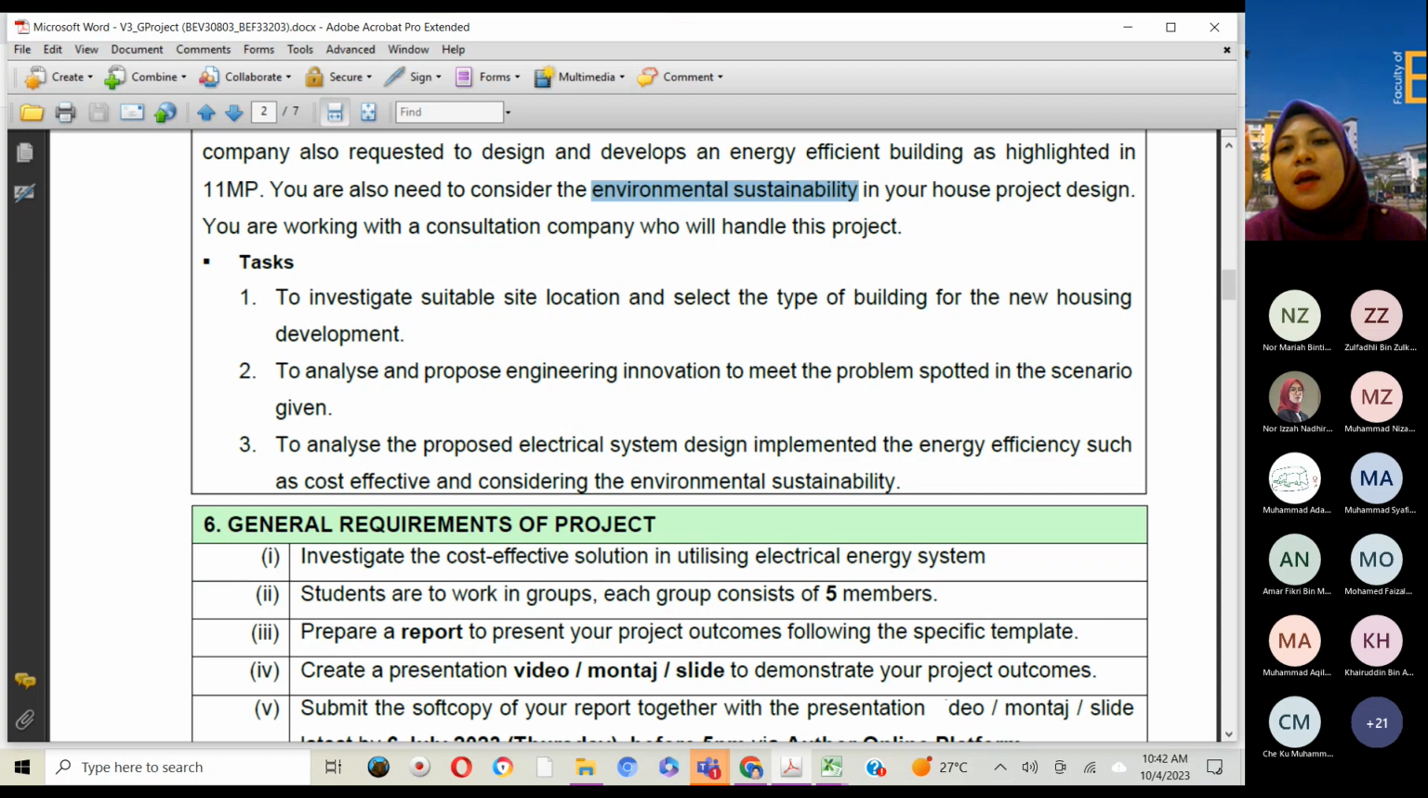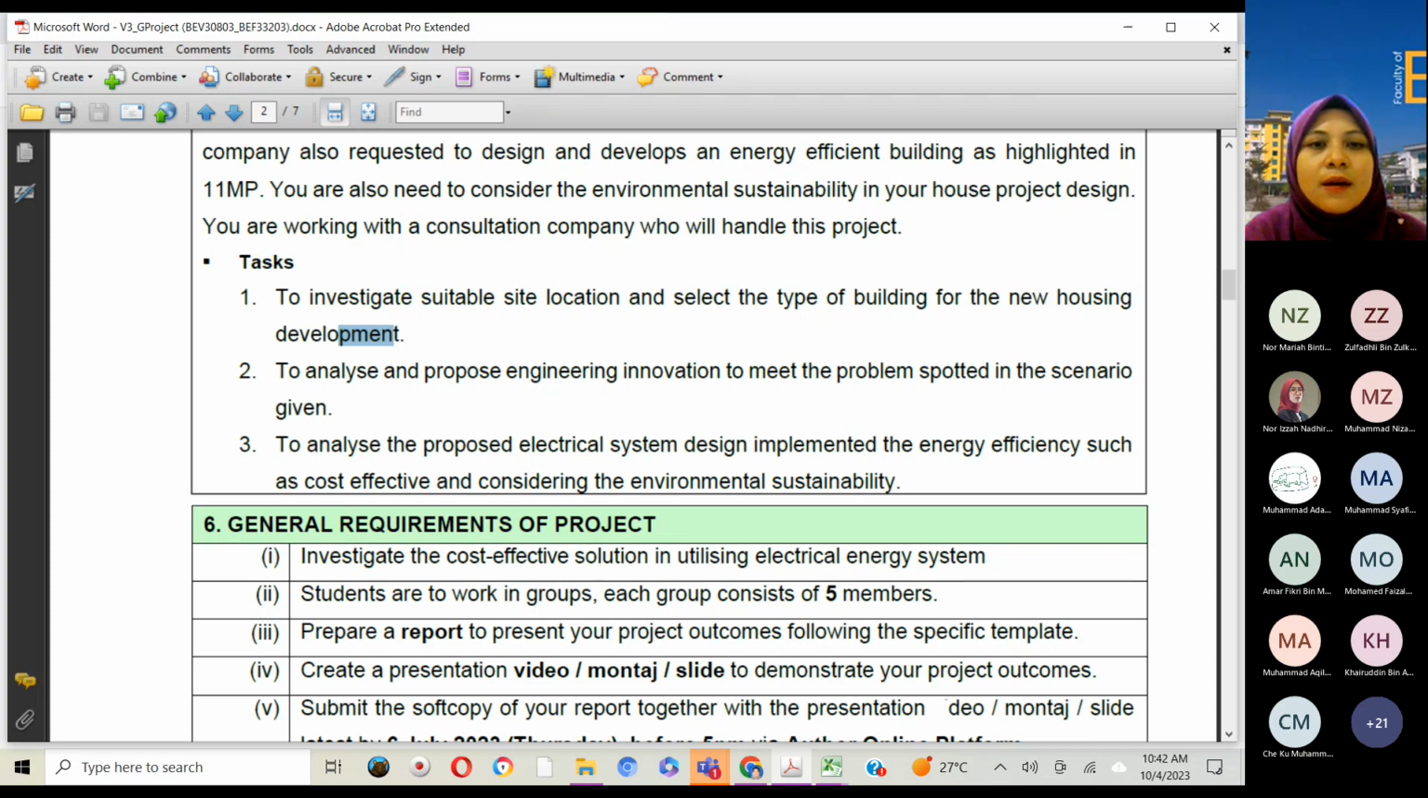So treat it as if you are really doing this project. We must have the planning. The task is to investigate a suitable site location and select the type of building for the new housing development. First, you have to identify the suitable site location. For example, do you want to build in Pagoh or in Segamat?